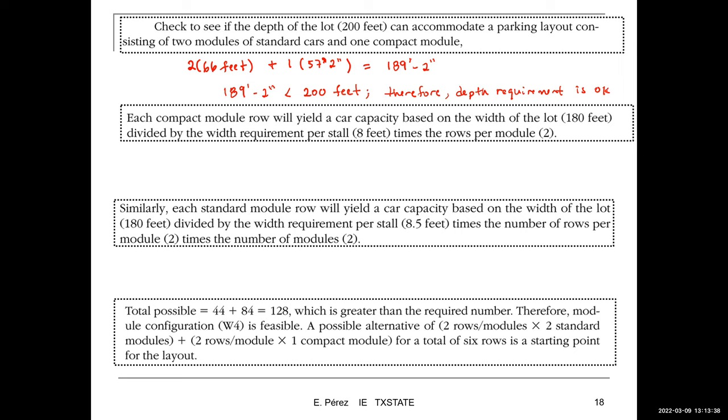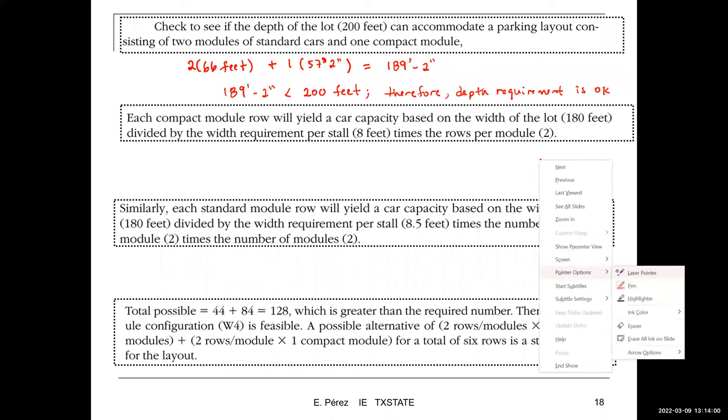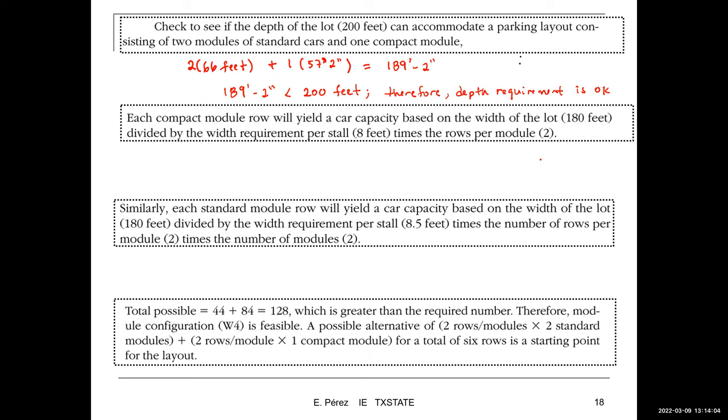So each compact car module row will yield a car capacity based on the width of the lot. So this is 180 feet divided by the width requirement per stall, which is 8 feet, times the rows per module, in this case 2. Let me use this color. Obviously, this is not up to scale. So this is 180 and this is 200, right? And what we are saying here is that we can split this area into three: an area for compact and two areas for regular.